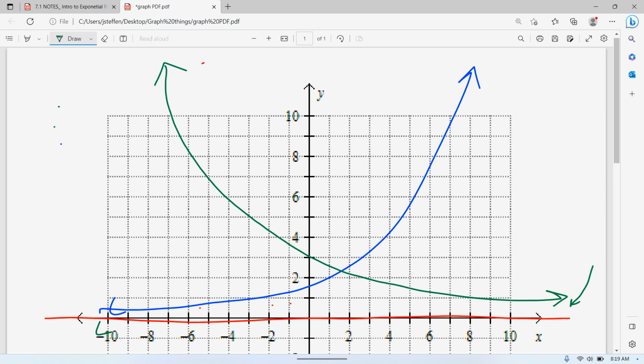But the blue one, as you go from left to right, when it gets bigger, that's called exponential growth. As you go from your left to your right and it gets smaller, that's called exponential decay.